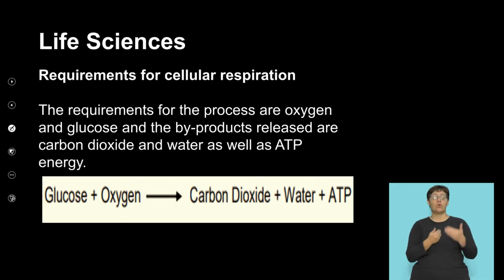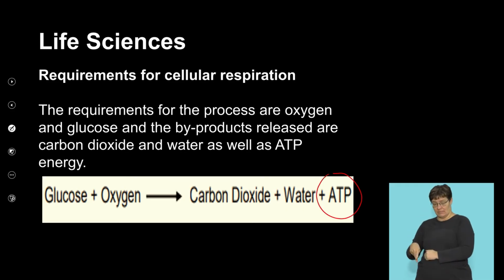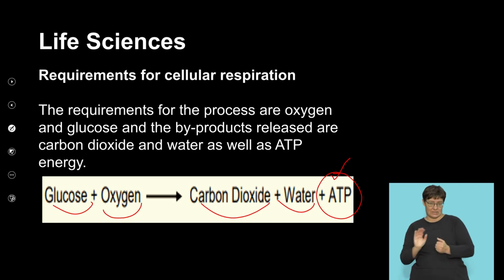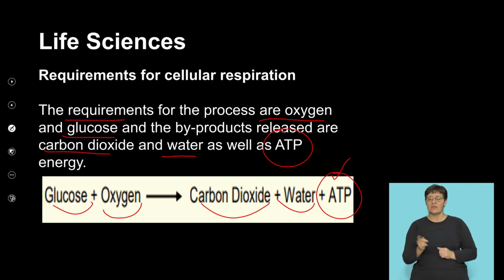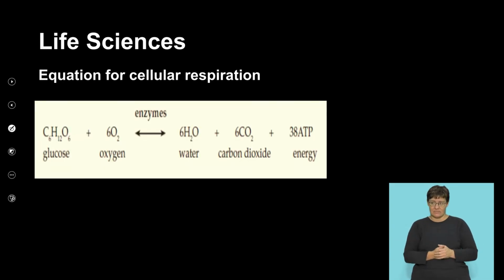So as I mentioned, this process produces energy in the form of ATP. We need glucose and we need oxygen, and that will produce energy in the form of ATP, with carbon dioxide and water being the waste products. So simply, it's the process that requires oxygen and glucose, and it produces the waste products carbon dioxide and water, with energy being produced in the form of ATP. And these are both the requirements and the products of cellular respiration.